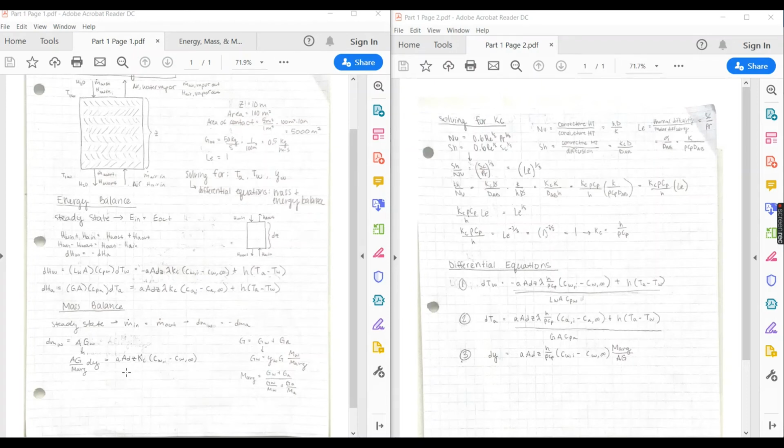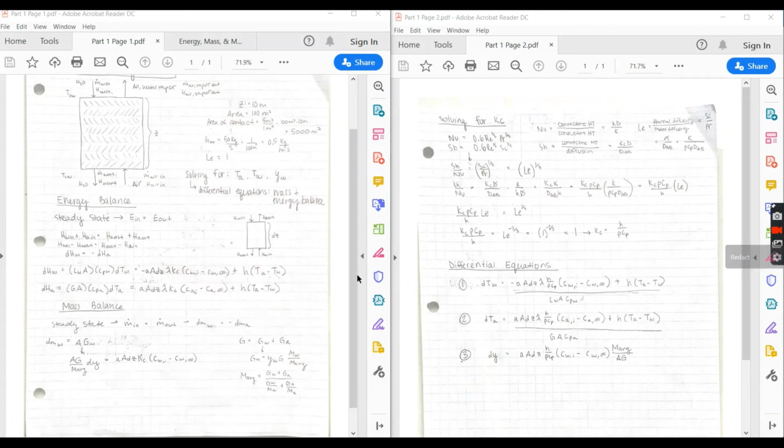And then finally, we can set this equal to the molar flux of the water, written in terms of our mass transfer coefficient times the difference in concentrations of water at the interface and in the bulk flow, and multiply once again by this area of contact that is occurring in the control volume. So we now have these three differential equations for looking at dTW, dTA, and dy.